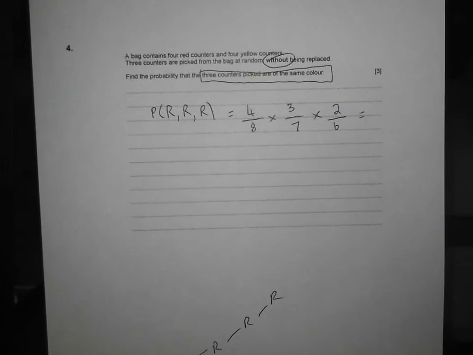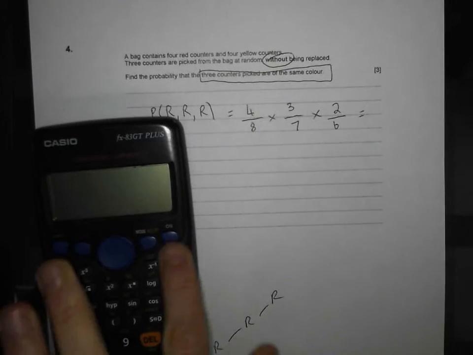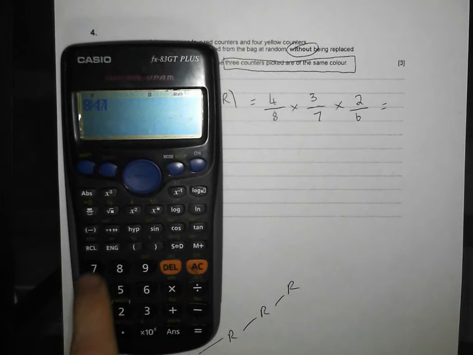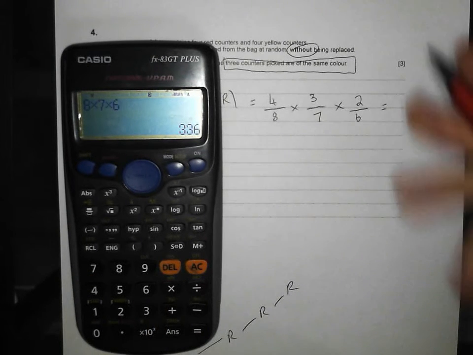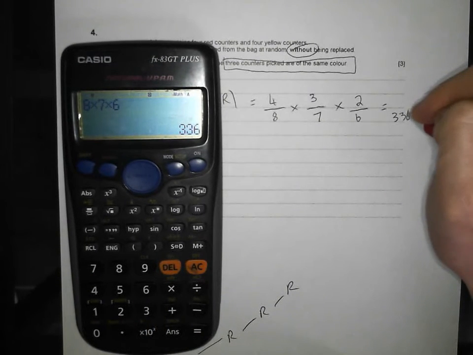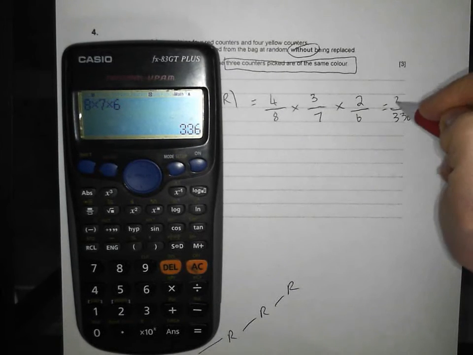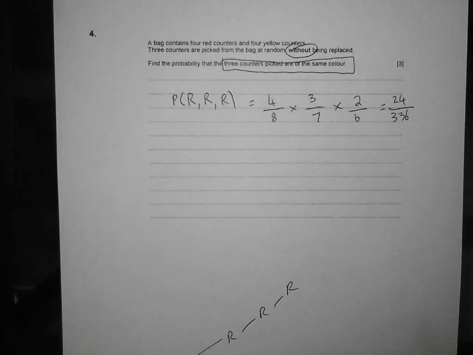If you times them together, now I'm going to assume that this bit's a calculator because I haven't had much sleep last night and I'm struggling with 8 times 7 times 6. So that's going to be 336. What about my top bit? 4 times 3, I'm alright at this. 12 times 2, 24. Okay, I'm not going to simplify. No point simplifying at this stage.